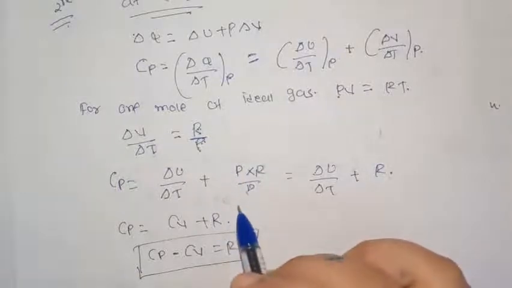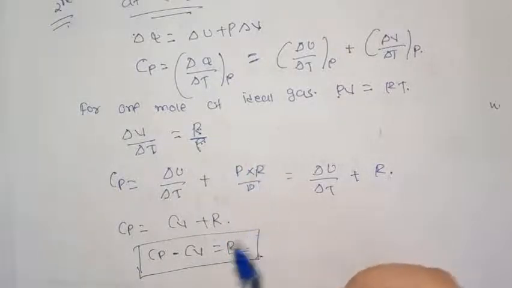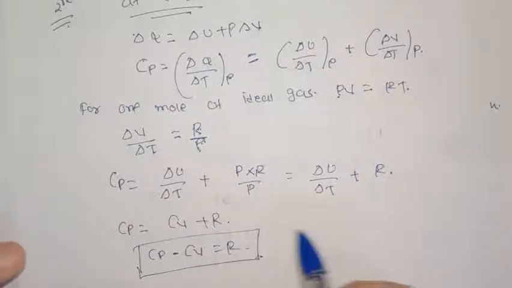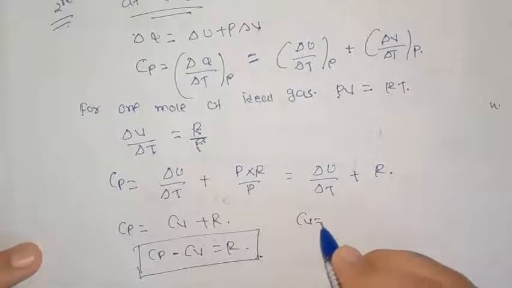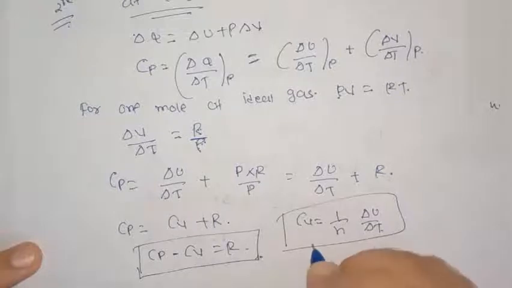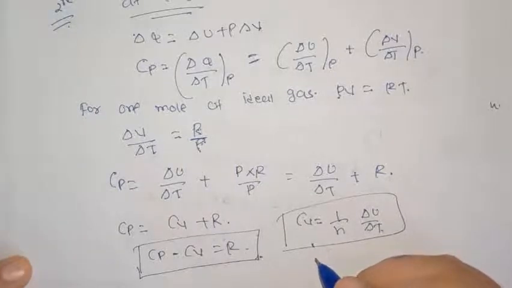In all the equations in the derivation, the subscript denotes the quantity that is kept fixed. Cv is equal to 1 upon n delta U upon delta T. It is true for all ideal gases, for all thermodynamic processes, even when volume is not constant. But for non-ideal gases, it is true only when volume is constant.